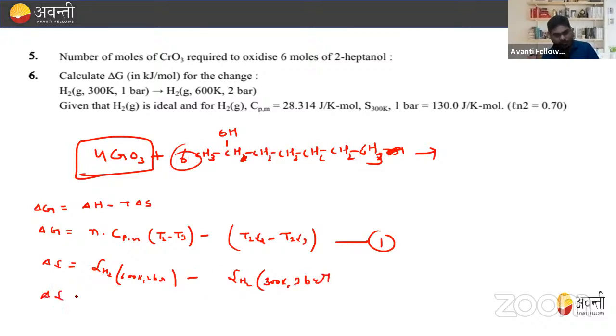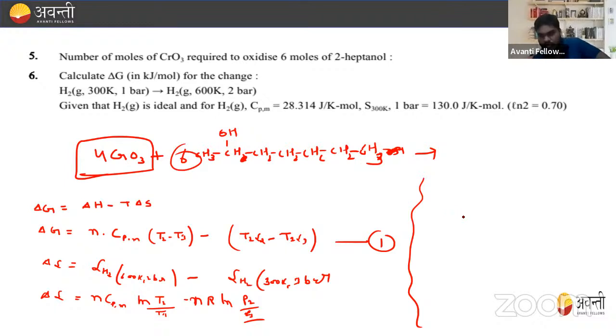And we know the formula of delta S. This is nothing but n CPM ln T2 over T1, minus nR ln P2 over P1, right? So just put the values. We know all the required values, right? So on solving, you'll get delta S equal to, right? So once you get the value of delta S, which is equal to what?